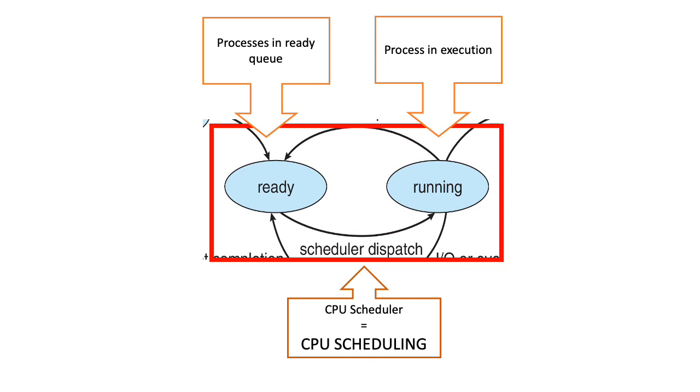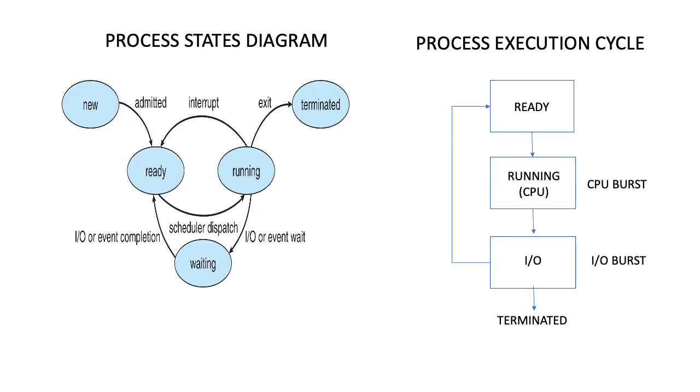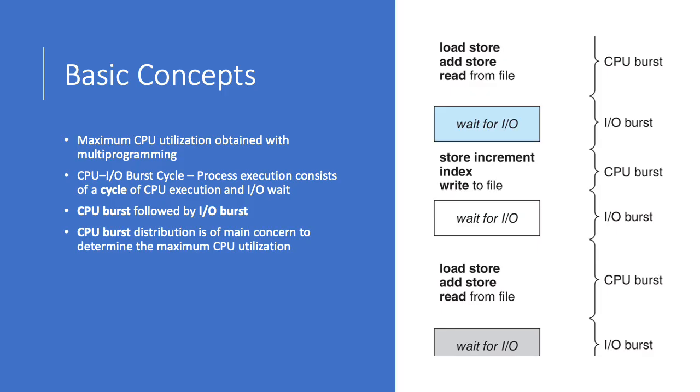Scheduler dispatch is actually the CPU scheduler which performs the CPU scheduling. And this happens in a cycle, meaning that from ready to running, and then it probably requires some I/O and then moves back to ready. This is what we call a process execution cycle. A process execution cycle consists of the CPU burst and the I/O burst. CPU burst means that the process is being executed by the CPU, and I/O burst means that the process is serving the I/O request. These are the basic concepts that you must understand about CPU scheduling.